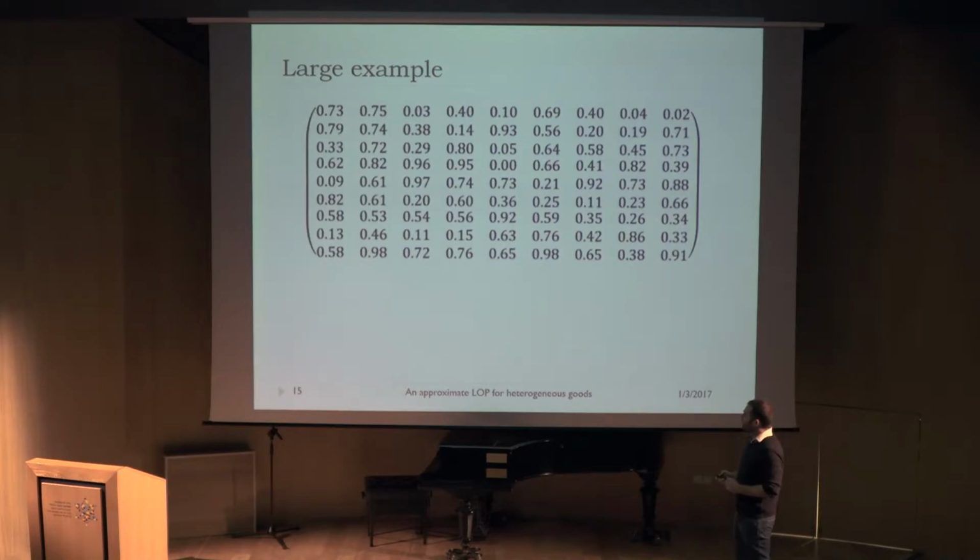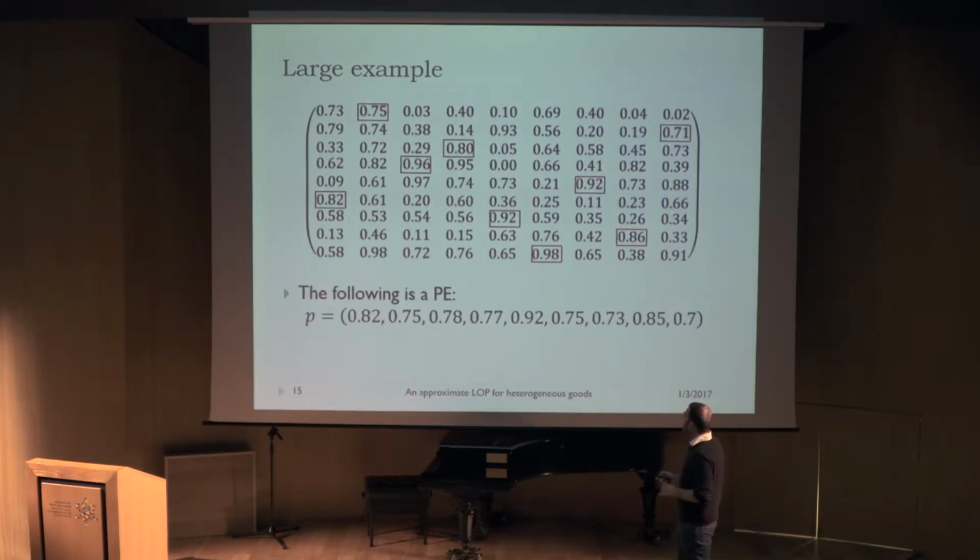Here is a larger example. You can easily see the price equilibrium already, but for your benefit, I'm going to mark it. So this is the price equilibrium, and in this example, which is 10 by 10, already when you look at the different prices here, you see that they are not that different. All of them are above 0.7. And in fact, there is no price equilibrium. What's that?